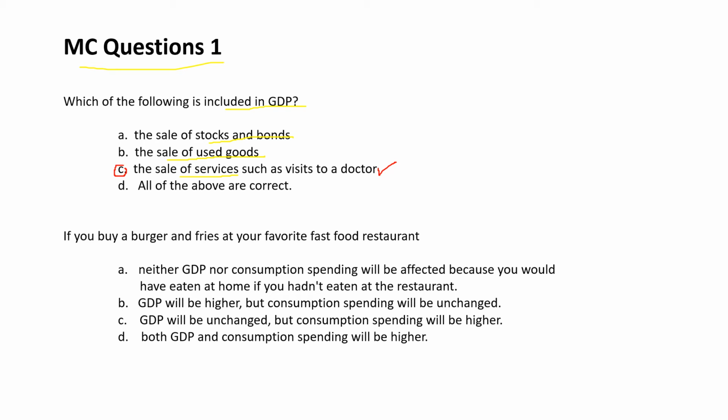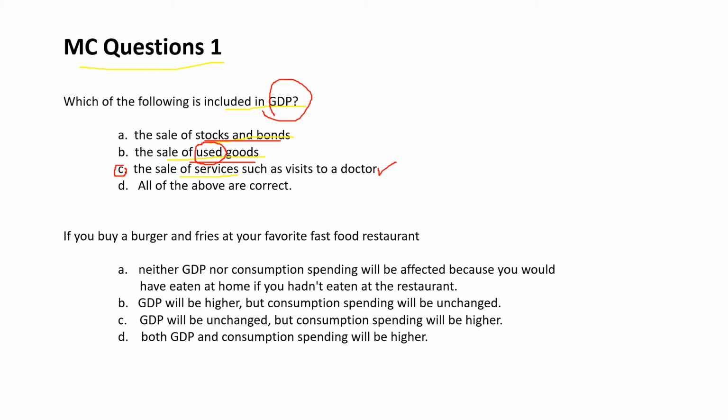The sale of stocks and bonds. These types of transactions are considered paper transactions, okay? And we said earlier that paper transactions are excluded from GDP calculation. B. The sale of used goods, okay? This is used. We said that only new goods and services are going to be included in GDP calculation. So the answer is C.